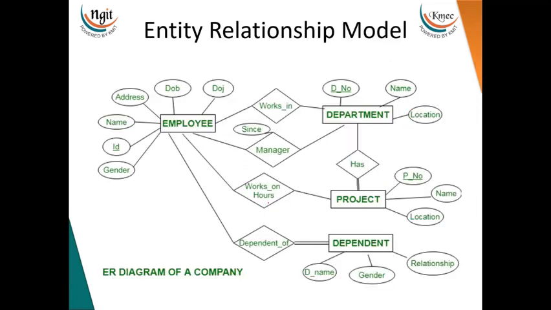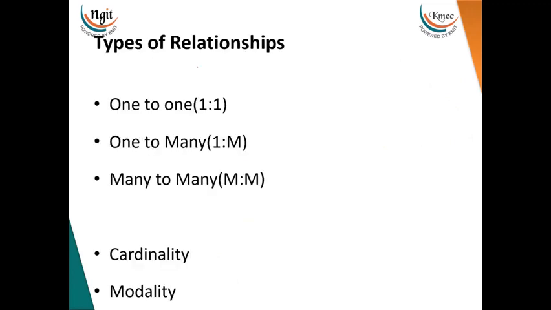This is an example of an ER diagram where you can see employee, department, project, and dependent. You can see the entities, relationships, and attributes in this. Next, we move on to types of relationships.